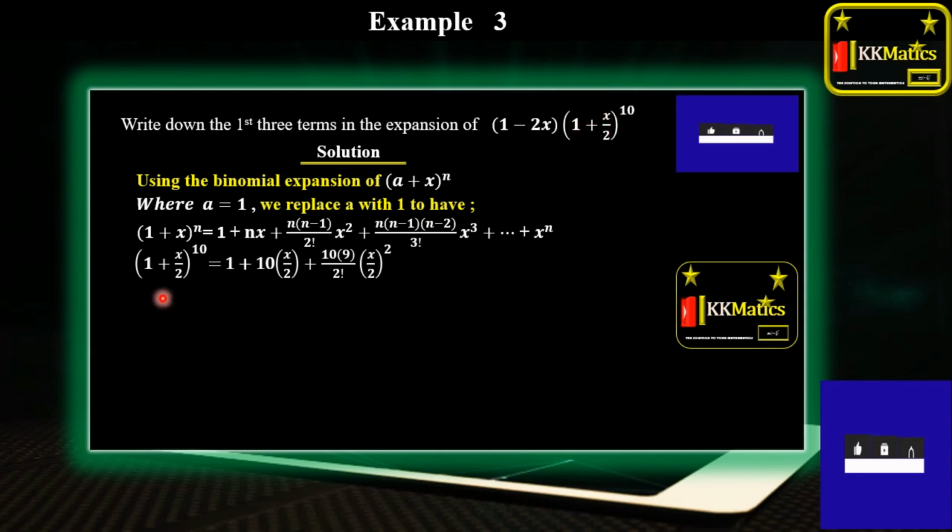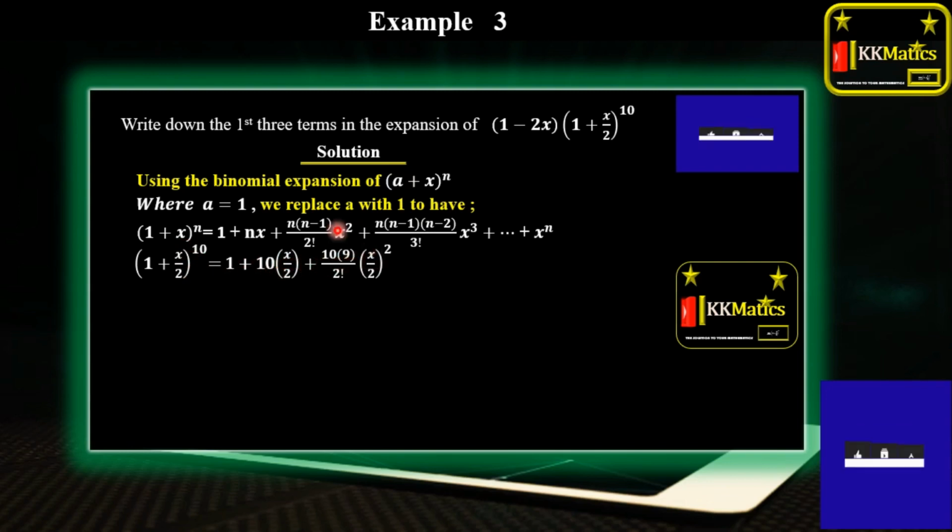Obviously, in the question we do not want to go far, so we just wrote down the first three terms. This is the first term, this is the second term, and this is the third term. Don't be confused. By so doing, we just have to substitute wherever we have our n. In the question here, our n is 10, so we replace our n with 10, and our x value here is x divided by 2. That will be done there, and we do the same to this one too.